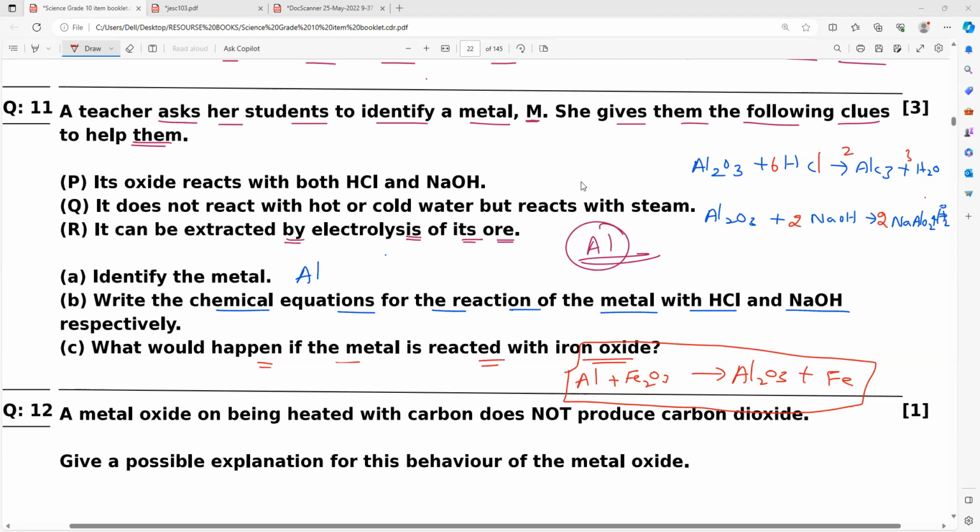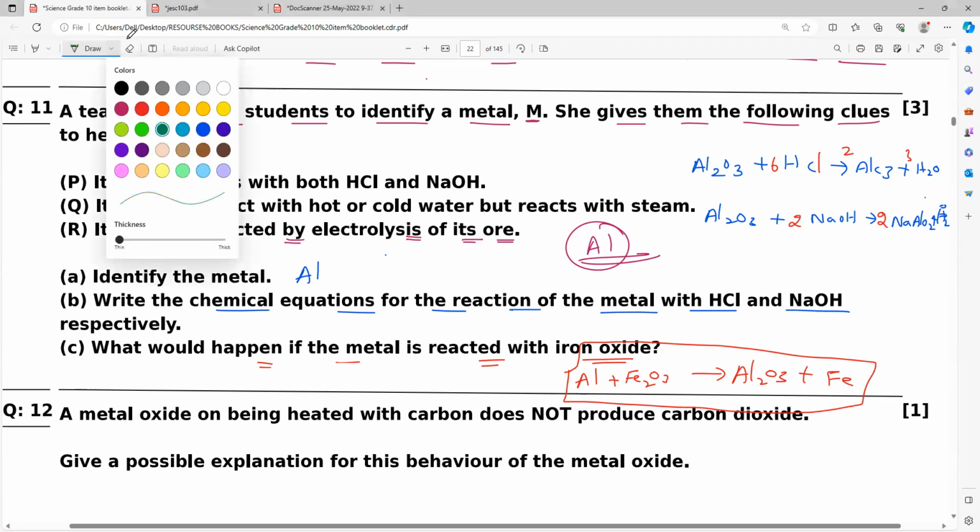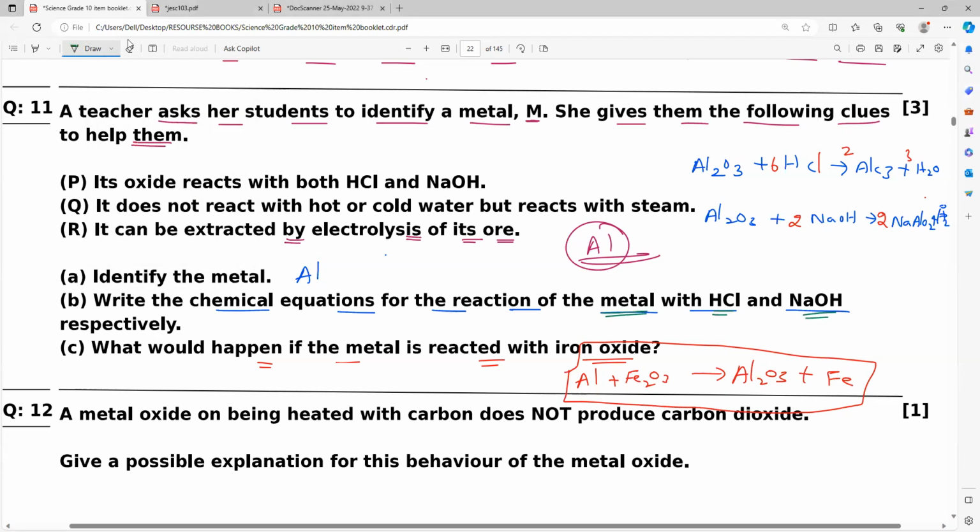Tell me, Hari. Sir, in the second question, they are asking for the reaction of the metal, not the metal oxide, right? Write the chemical equations for the reaction of the metal with HCl and NaOH. They are asking both reacting, correct? Both HCl and NaOH means it is an amphoteric oxide. So both are reacting. If they're asking only for the metal also, you can write it. It's not wrong.